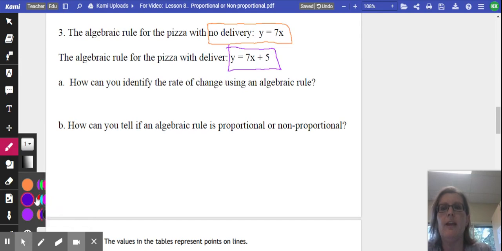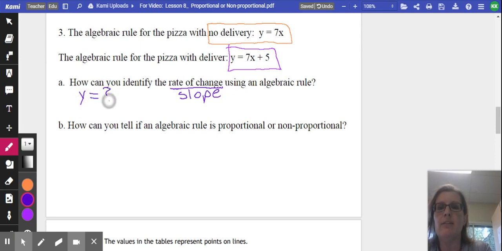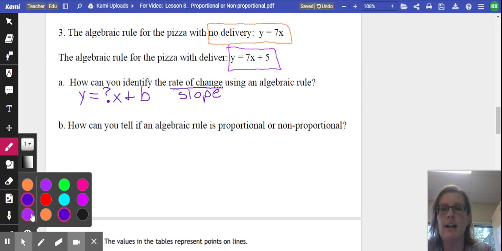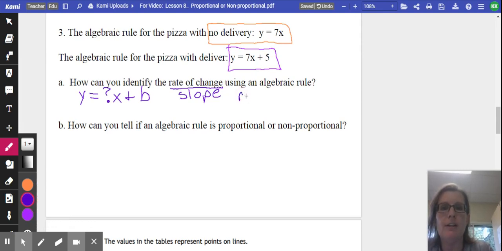Our first question says, how can you identify the rate of change using the algebraic rule? The rate of change is the exact same thing as the slope. The slope tells us how much something changes as it goes up and as it goes over. So how can we find the rate of change here? It's whatever is in the k or the m place. So whatever is in that place in front of the x, that's the rate of change. That's the slope.